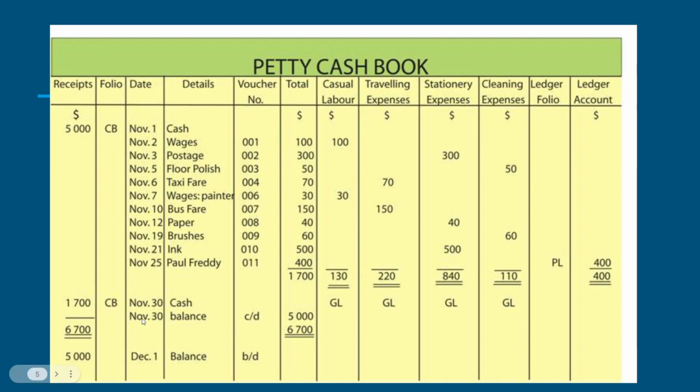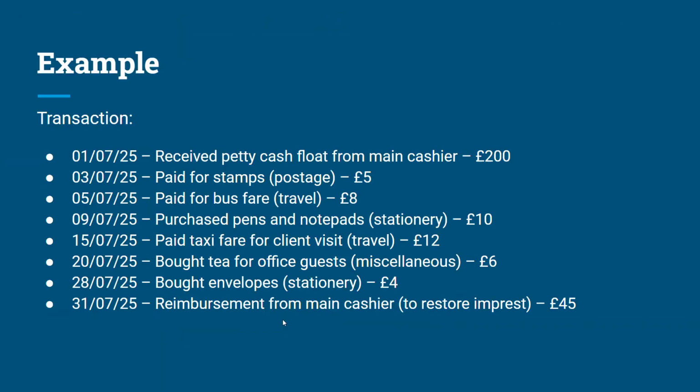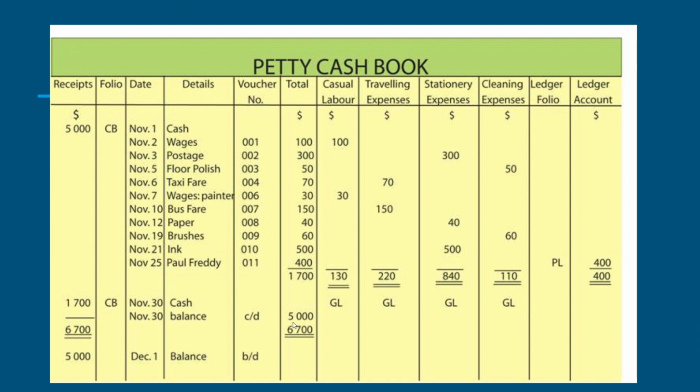Now, by the end of the month, we have to balance, saying balance c/d, which means carry down. And then we write down 5,000 because we had 5,000 on the receipt side. We put 5,000 on this side to balance it off because we can't have 5,000 here and 1,700 here, since we want both sides to be equal.